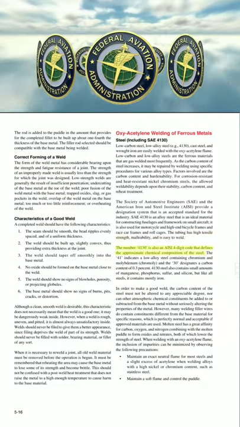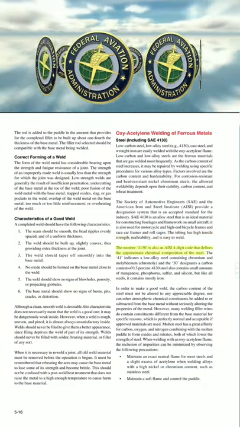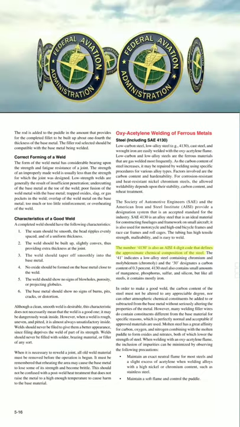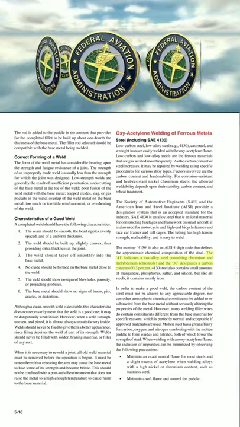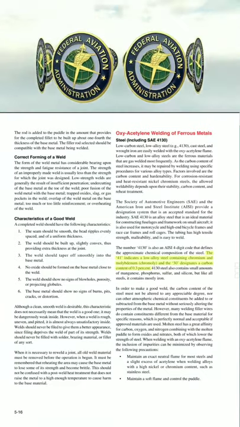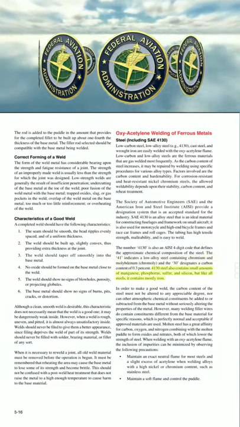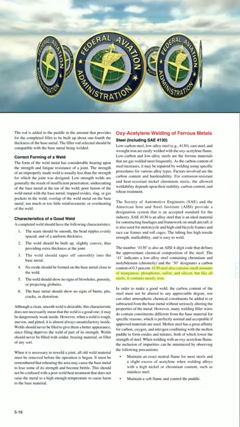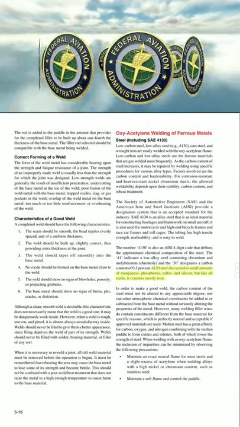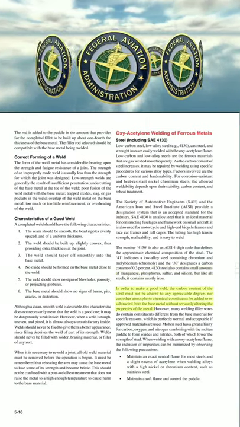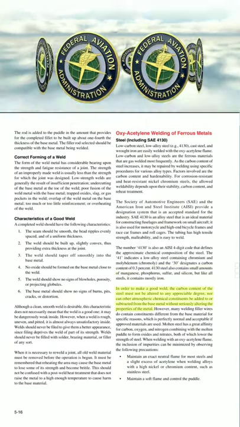The number 4130 is also an AISI 4-digit code that defines the approximate chemical composition of the steel. The 41 indicates a low alloy steel containing chromium and molybdenum, chromoly, and the 30 designates a carbon content of 0.3%. 4130 steel also contains small amounts of manganese, phosphorus, sulfur, and silicon, but like all steels, it contains mostly iron.